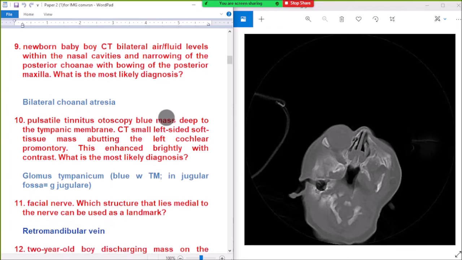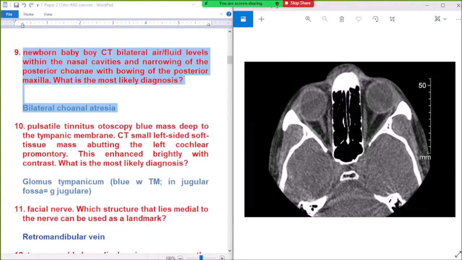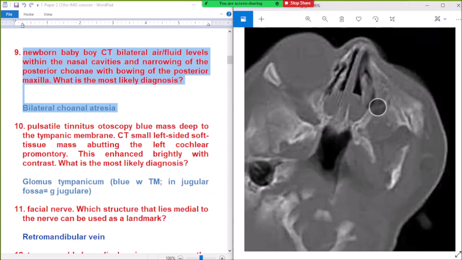Next question number 9. Newborn baby boy, CT scan showed bilateral air-fluid levels within the nasal cavities and narrowing of the posterior choanae with bowing of the posterior maxilla. What is the most likely diagnosis? Bilateral choanal atresia. Okay.